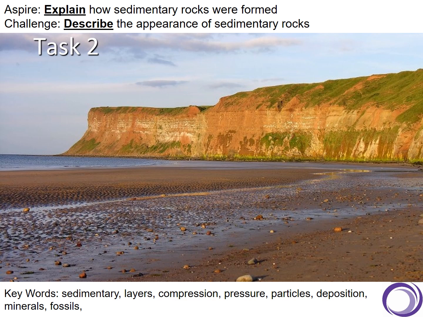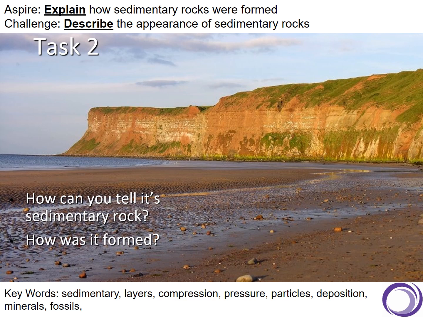The second task on your Google Sheet is based on this slide. For those of you in our northern schools, you might actually recognise this cliff and know that it's Huntcliffe at Saltburn. But how could we tell that it's made from sedimentary rock? And how was that cliff formed over a period of time? You've got an opportunity to write an extended answer on your Google Sheet to tell us how that rock has formed over periods of time and what the clues are that tell us that that cliff is indeed made from sedimentary rock.